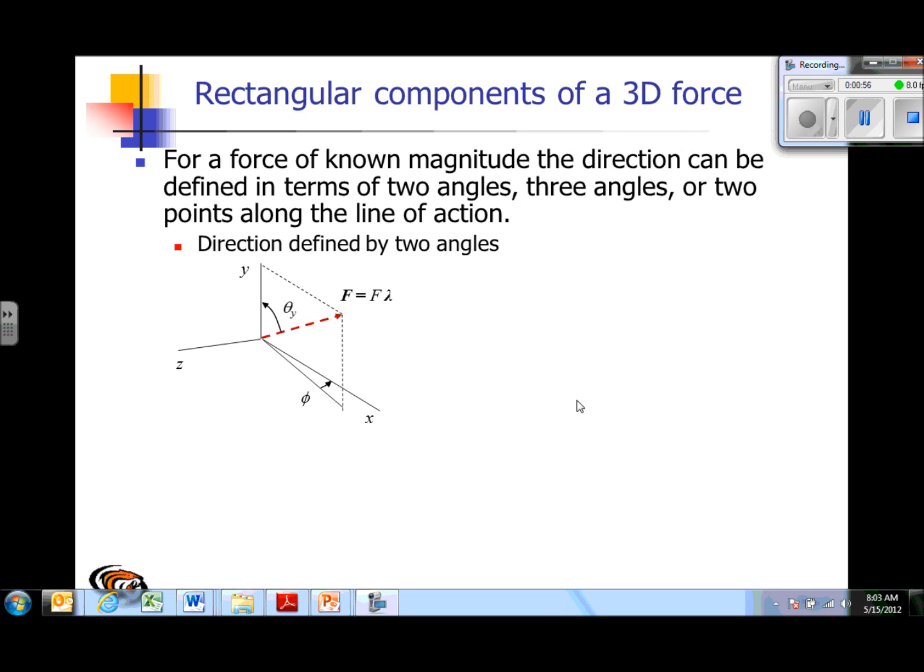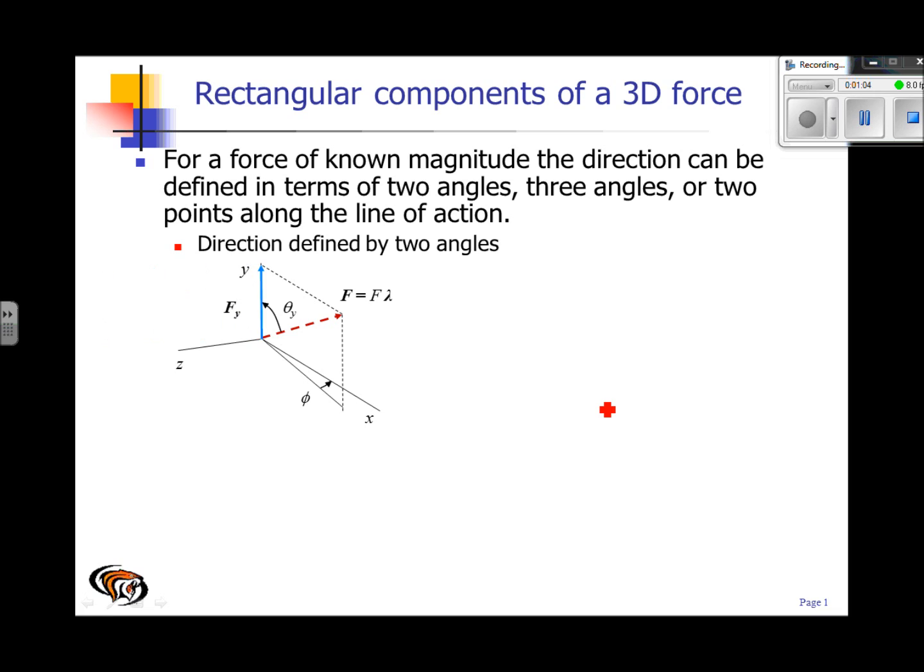To obtain the components of this force along the three perpendicular axes, first we get the component along the y-axis, which is given as the cosine of angle theta y times F. Second, the perpendicular component is going to be a horizontal component, F of h, which is on this xz plane, and that's going to be the sine of theta y times F.